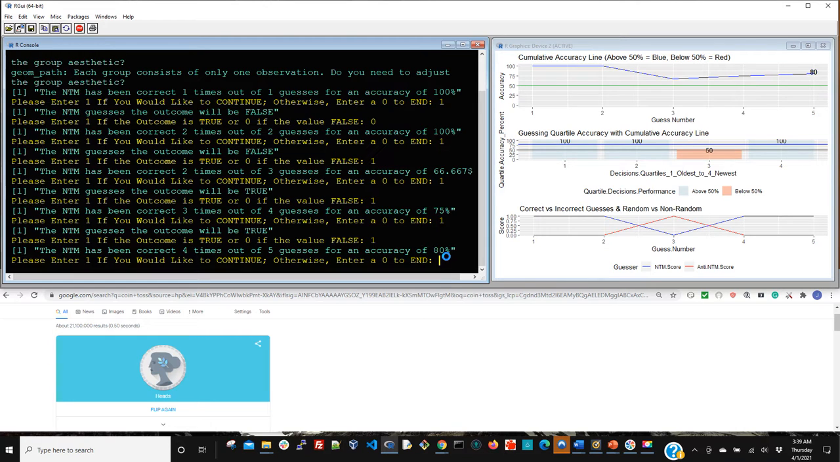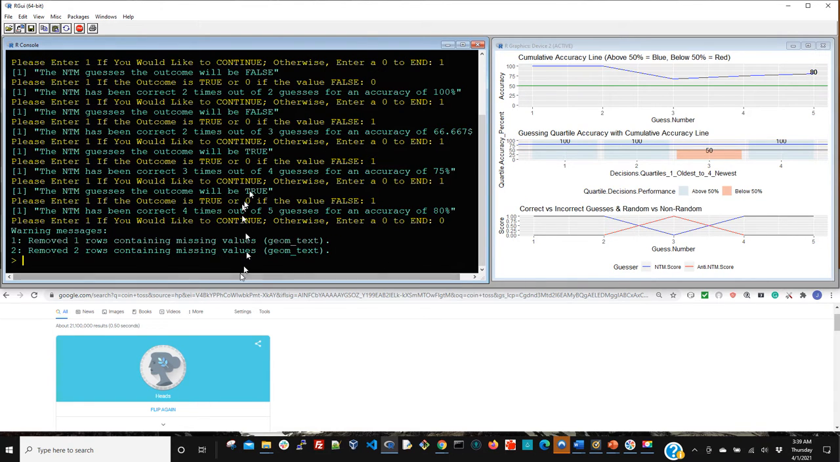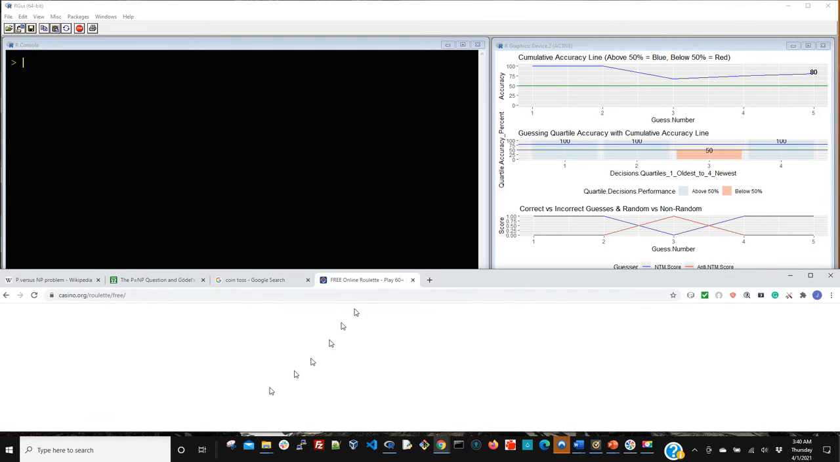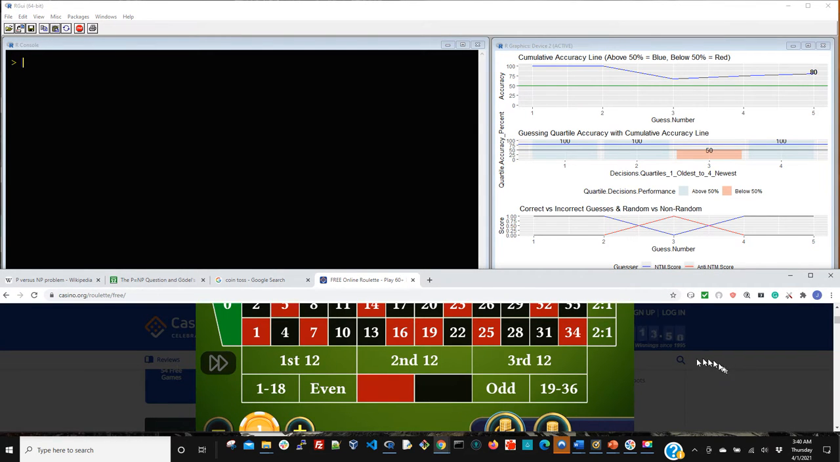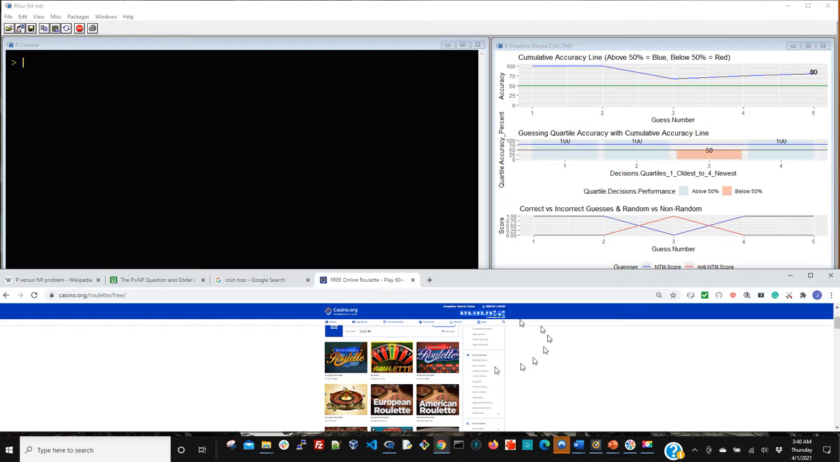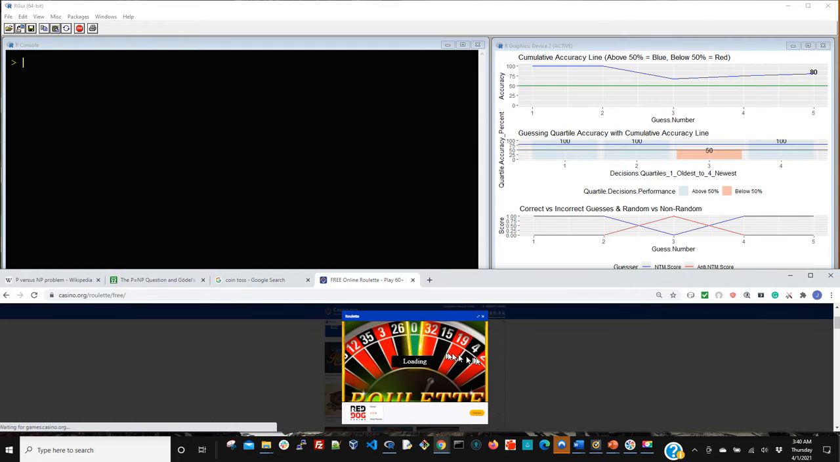In any case, I will press 0 to end this query, and what we will now do is go over to a roulette wheel. And so we have a roulette wheel right here, and just for fairness sake, we will take that off and do this again to start over.